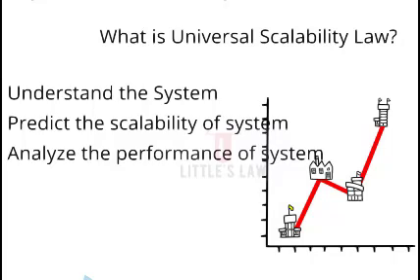By applying this universal scalability law, the performance testers can predict how the system will scale with additional resources and identify any potential bottlenecks or limitations, because identifying the bottlenecks or limitations is our primary objective. This information helps us in determining the optimal configuration and the resource allocation to meet performance requirements.